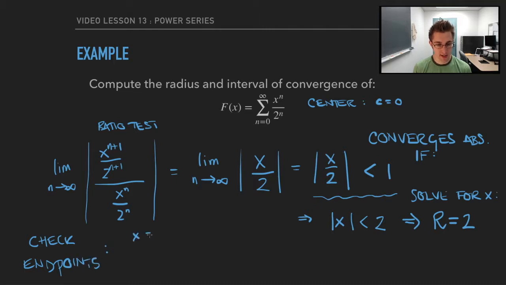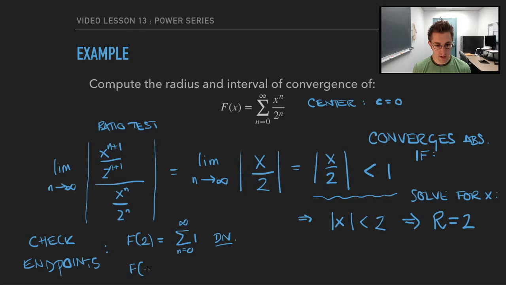So at x equals 2, actually, let's just plug in 2. What do I get? I get 2 to the n on top, so this is going to be the sum from 0 to infinity of 1. And this diverges by the divergence test.